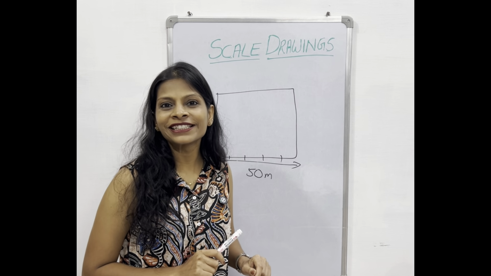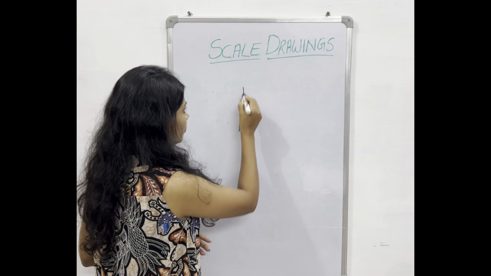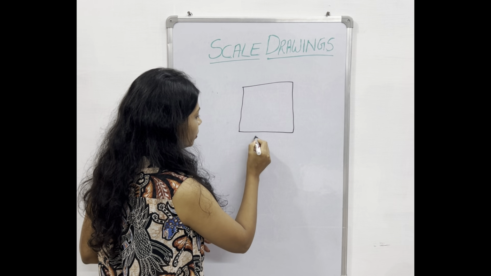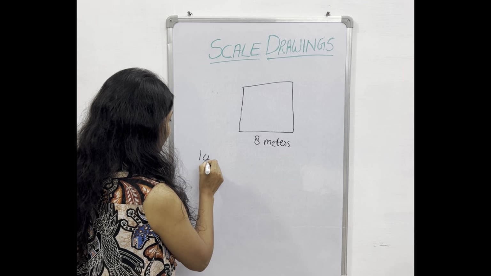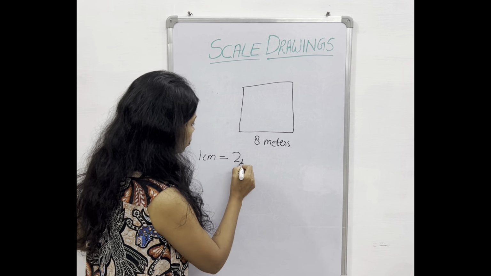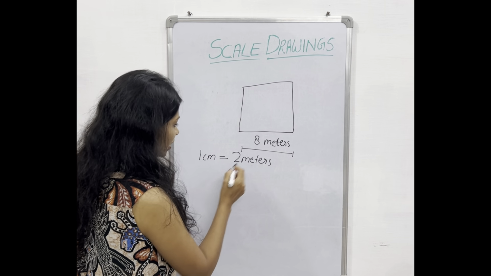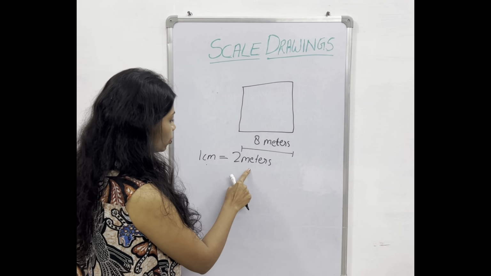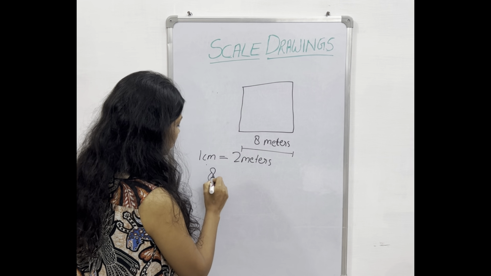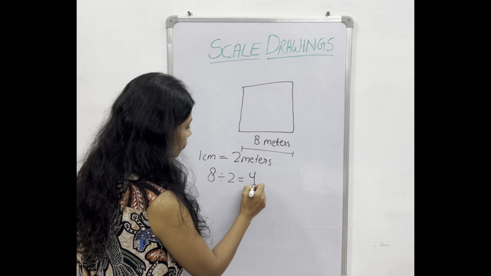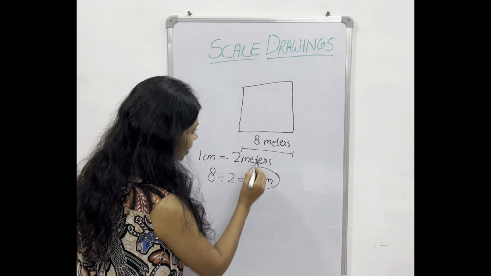Let's understand with a few more examples. Imagine you are drawing the floor plan of a room and the length of the room is 8 meters. On the scale, 1 centimeter is representing 2 meters. So what should be the length of this room on the map? In this case, since 2 meters is represented by 1 centimeter, hence to represent 8 meters, we will be dividing 8 by 2, which will give me 4 centimeters. Hence, the length of the room on the drawing would be 4 centimeters.